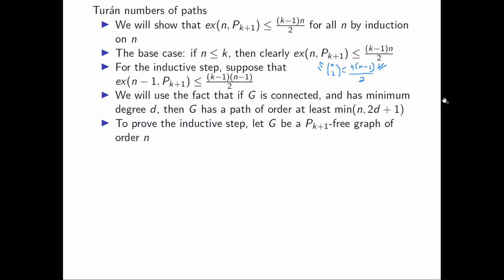So now we're going to try to prove the inductive step. We will let G be a P sub k plus 1 free graph of order n. In other words, G has no subgraph which is isomorphic to the path of order k plus 1. Now, without loss of generality, we can assume that G is connected. If it's disconnected, then we'll just apply the following proof to each connected component of G.